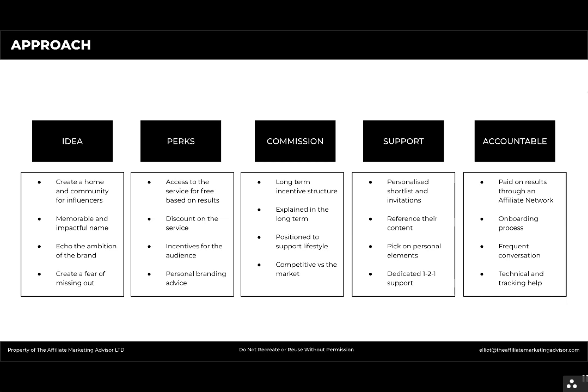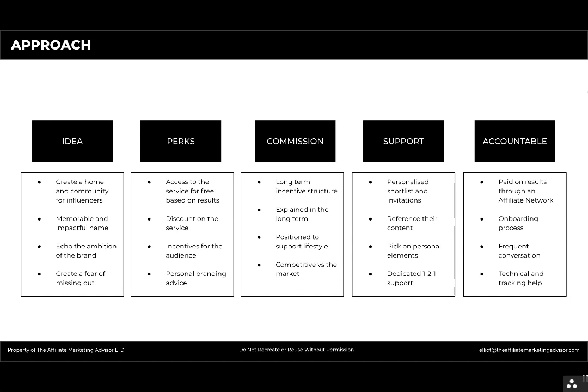Next, onto perks. Influencers should be able to access the service for free based on results or receive some form of discount on the service. There should be incentives that the brand offers the influencer to provide for their audience to help them develop and engage their own audience with the product or service. And brands should provide personal branding advice for influencers to help them develop their own business. These perks, again, can help break down barriers and remove the need for prepayment when working with influencers.